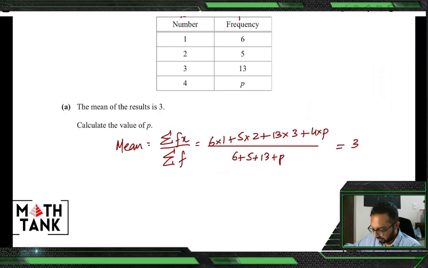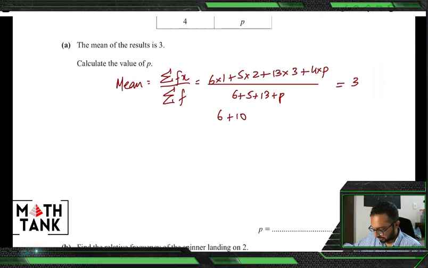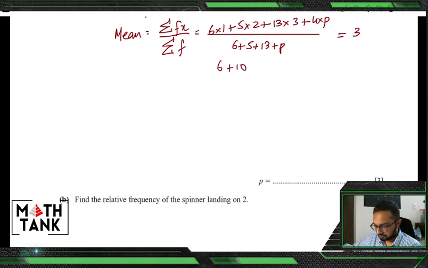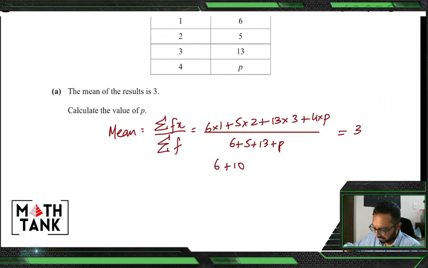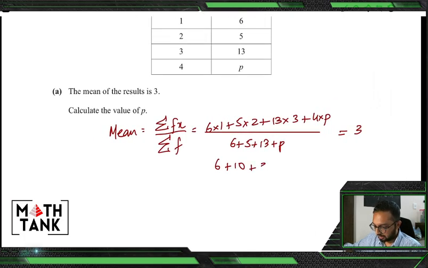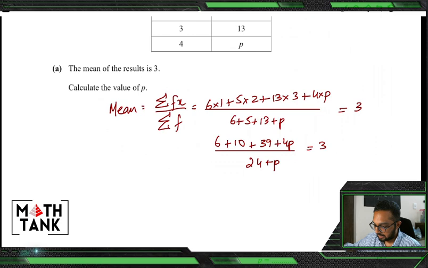Now I have to be patient with this question. I don't have to rush this through. It's probably 3 marks, so I have about 5 minutes to do this. So I'm going to do this carefully. 39 plus 4p. Why? Because there are some calculations involved. Since you are not allowed a calculator, take your time to do this. 24 plus p equals to 3. It's not wise to make a silly mistake.